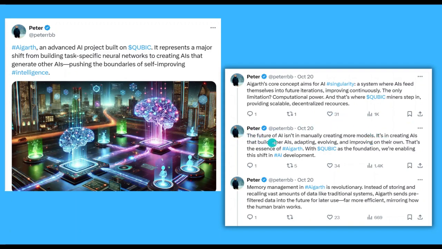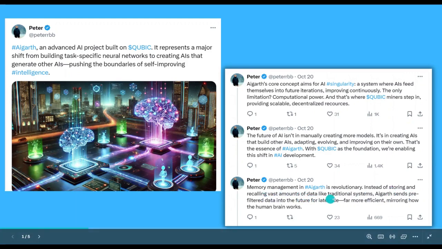So then Peter goes on to say, the future of AI isn't in manually creating more models, it's in creating AIs that build other AIs, adapting, evolving, and improving on their own. That's the essence of Aigarth. With Qubic as the foundation, we're enabling this shift in AI development. Memory management in Aigarth is revolutionary. Instead of storing and recalling vast amounts of data like traditional systems, Qubic sends pre-filtered data into the future for later use, far more efficient, mirroring how the human brain works.